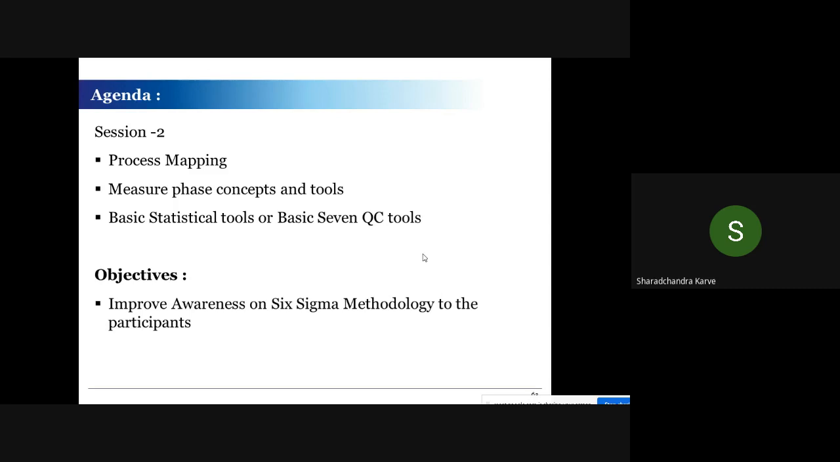And then we'll move to the analyze phase, where we will try to find out with the various tools what the Xs are, or how to narrow down on the Xs using statistical tools or 7QC tools. Move to the next slide, please, Himanshu.